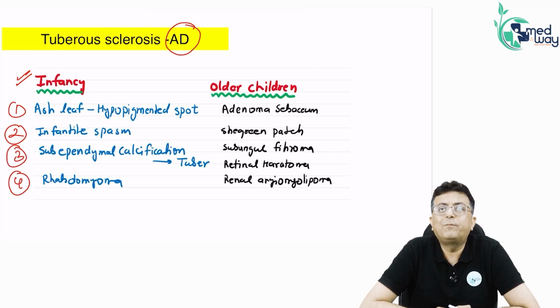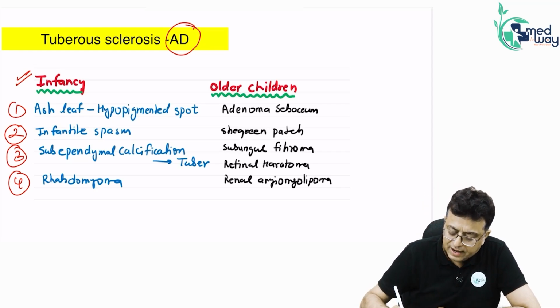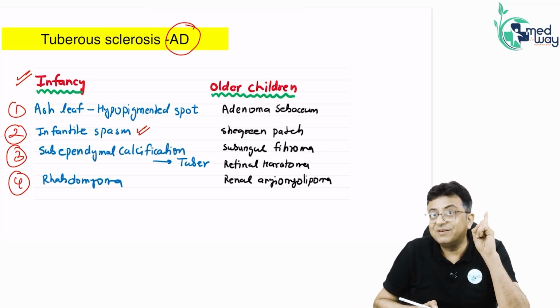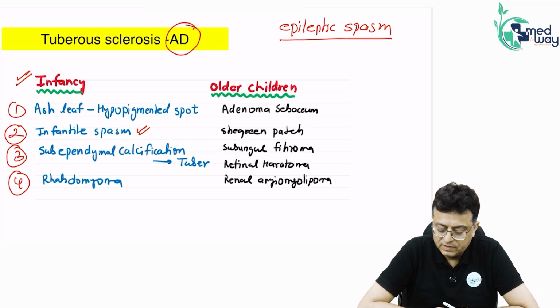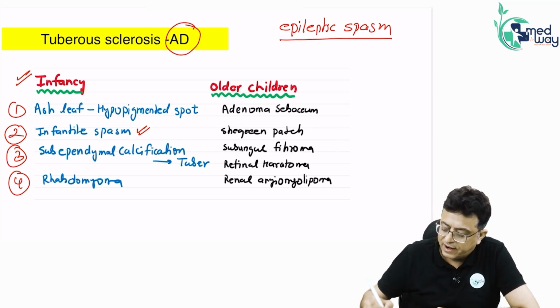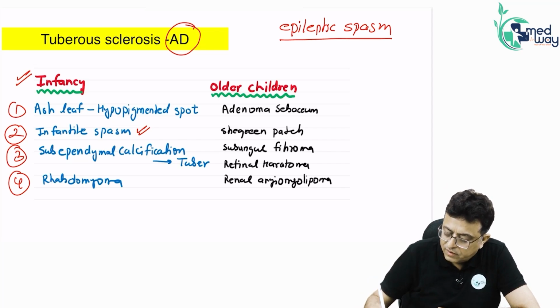Ash leaf hypopigmented spot. Hypopigmented spot present in the body. Infantile spasm, previously known as, now known as epileptic spasm. Subependymal calcification. What is subependymal calcification?